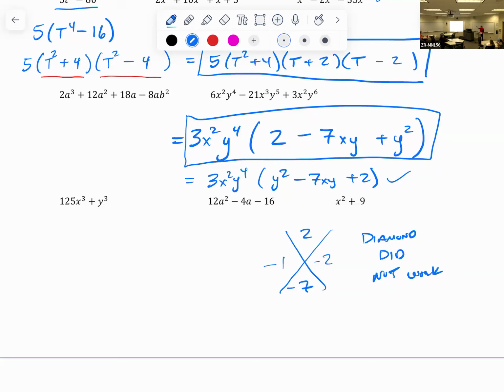But that's what I was saying. Always check to see if you can go any further, all right? All this factoring is about knowing when to stop and when to keep going.